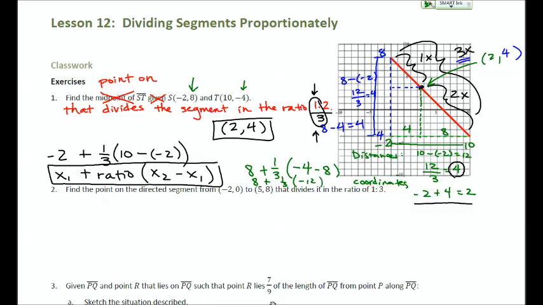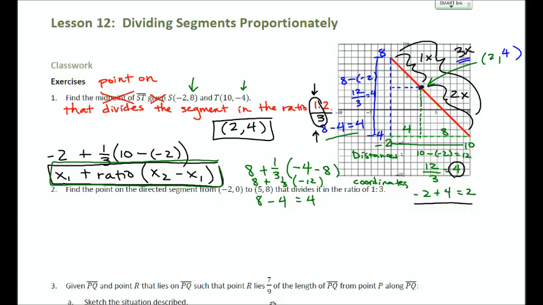1/3 of -12 is -4, so I have 8 minus 4, which gives me 4. And that worked out exactly what I did before. So this formula here, which by the way, I'll never give you on an exit ticket or on an assessment, you have to memorize this formula.